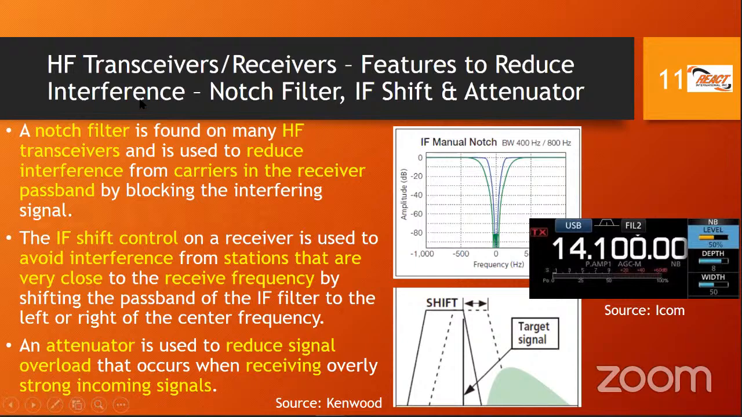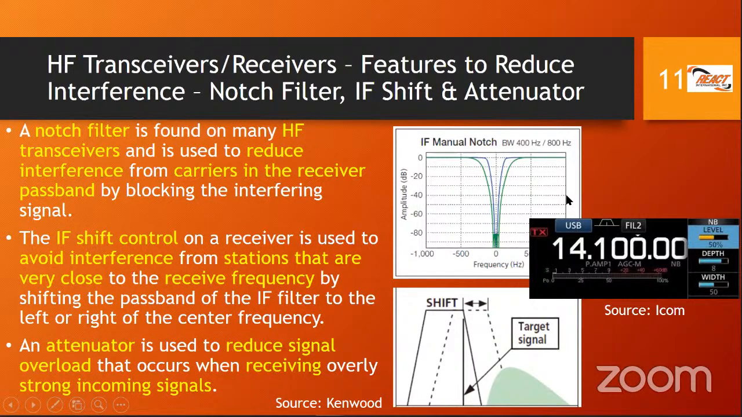Let's go. So our HF transceivers, those are our radios or receivers. We have some features on radios as hams that we use to reduce interference, because we can encounter a lot of interference as amateur radio operators. And one of those features or knobs or buttons or pieces of hardware inside of a radio is called the notch filter. So it is found on many HF transceivers. It can be a button, it can be a switch, it can be something that you plug into the radio, but it's a notch filter.